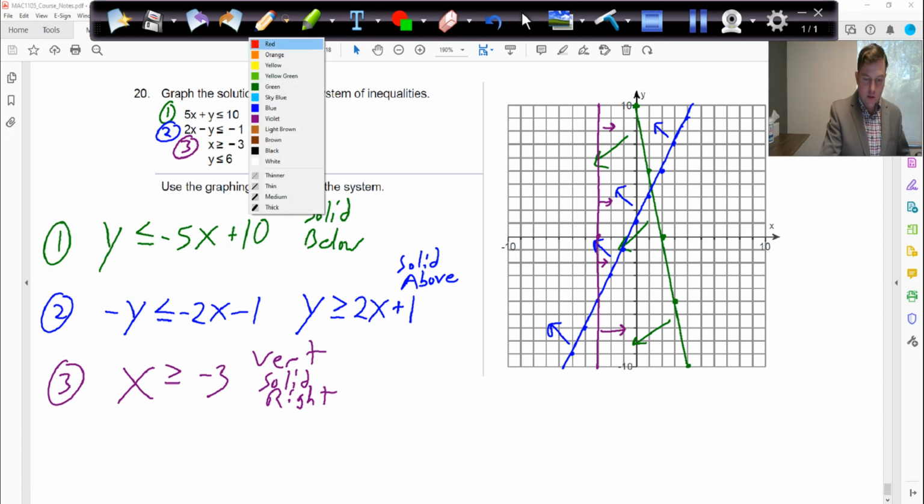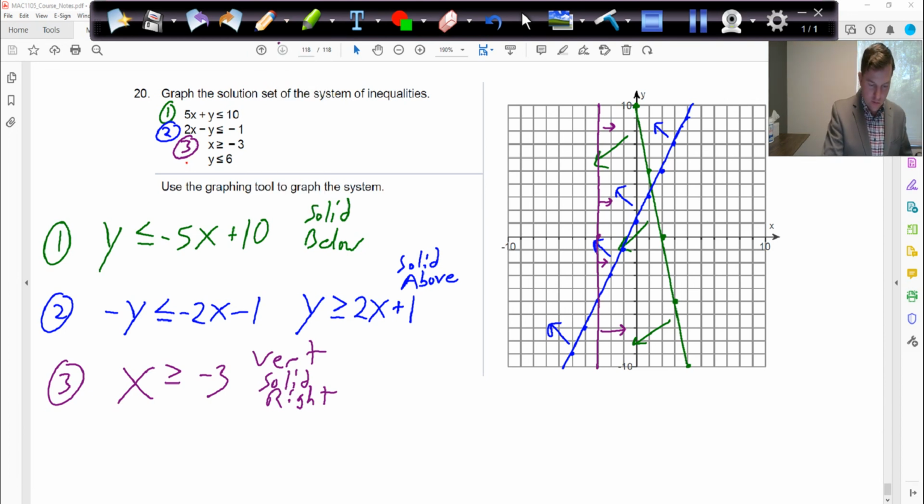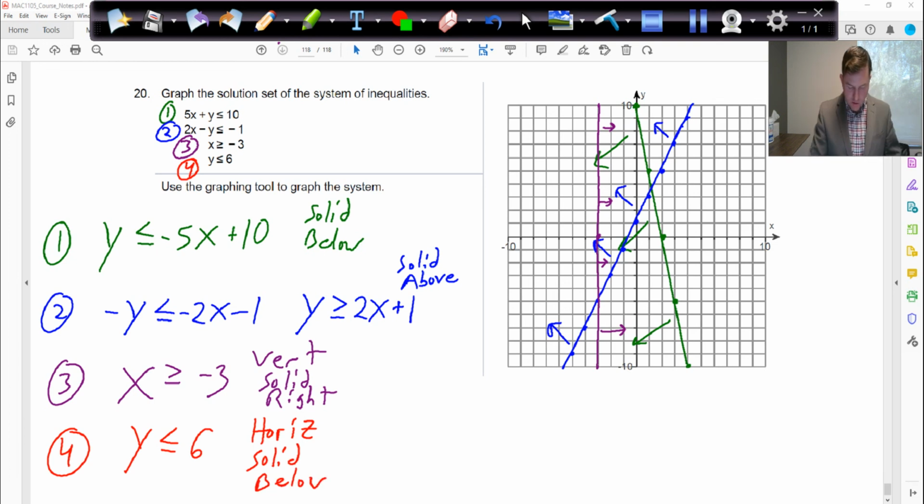Last line, 4, y should be less than or equal to 6. This is a horizontal line. It's solid, and we want to shade below it. So we go to y equals 6, right there. We draw a solid horizontal line, and we want to go below it.